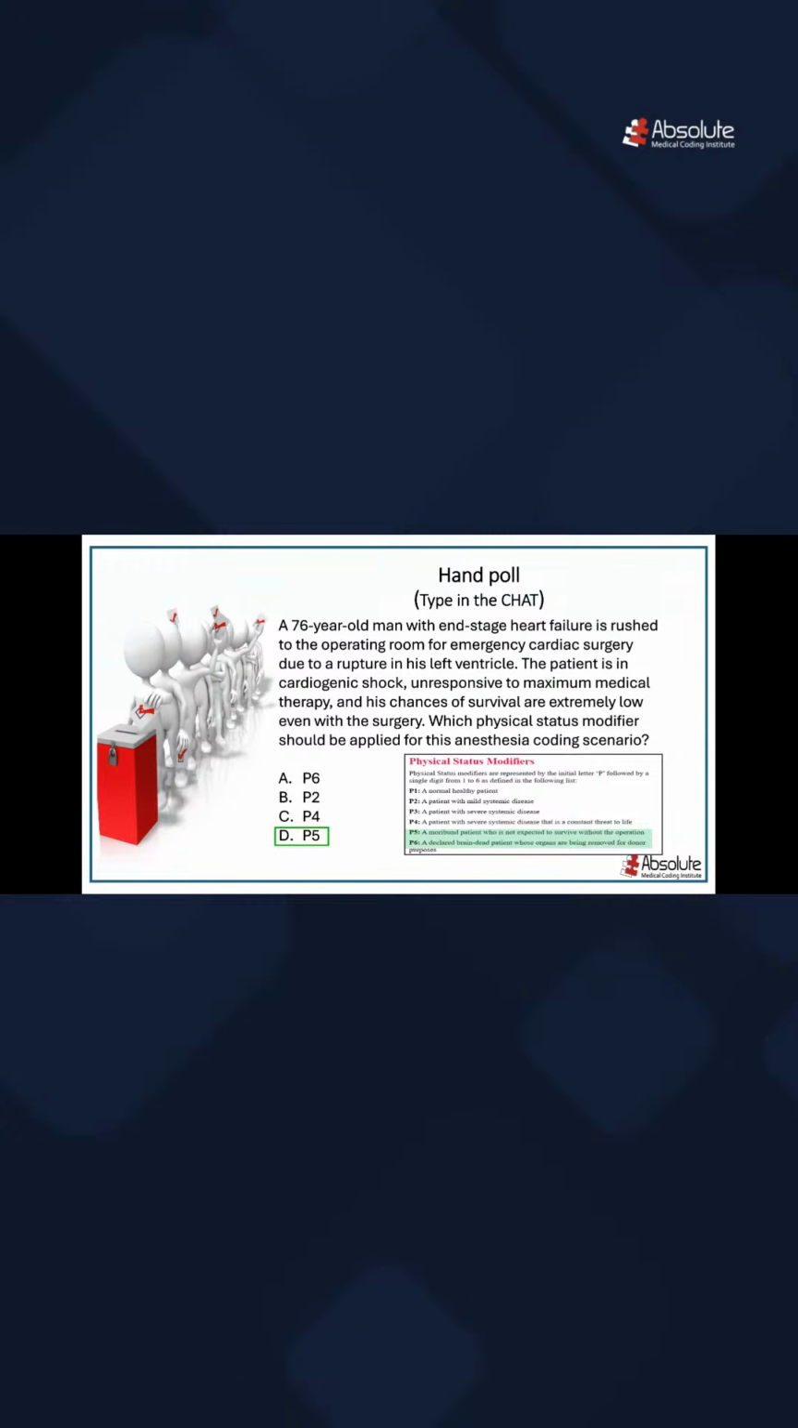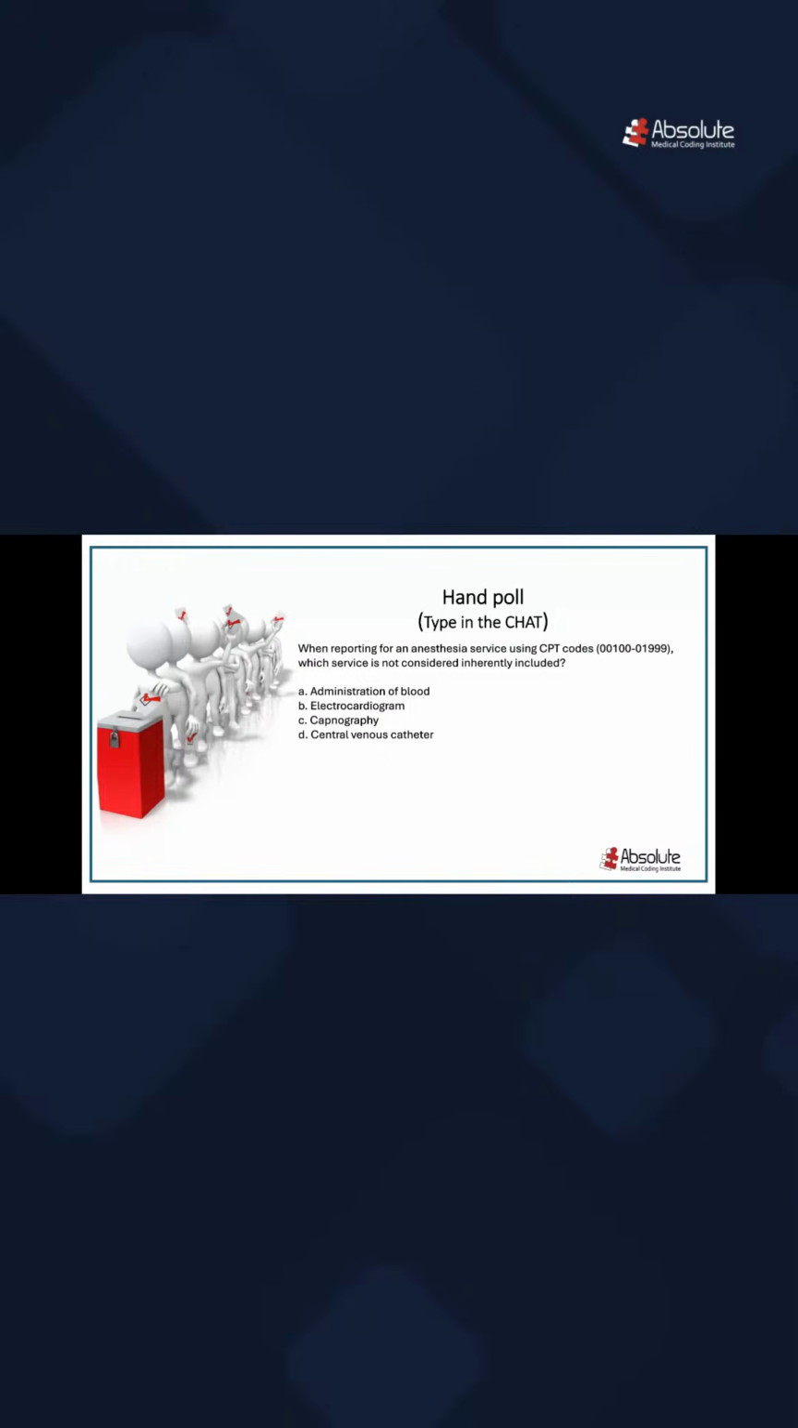Now let's move on to, I think, the last poll scenario. Give your best shot, coders. When reporting an anesthesia service using CPT codes 00100 through 01999, which service is not considered inherently included? Option A, administration of blood. Option B, electrocardiogram. Option C, capnography. Option D, central venous catheter. Which of these services is not considered to be included?